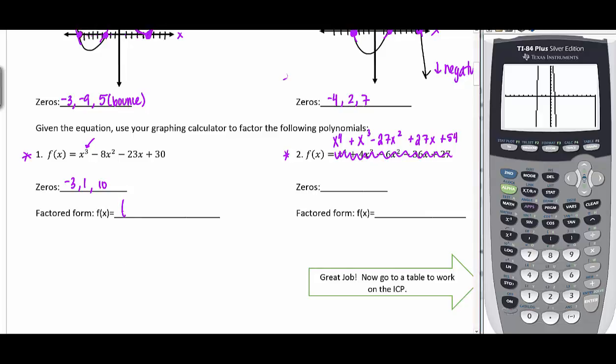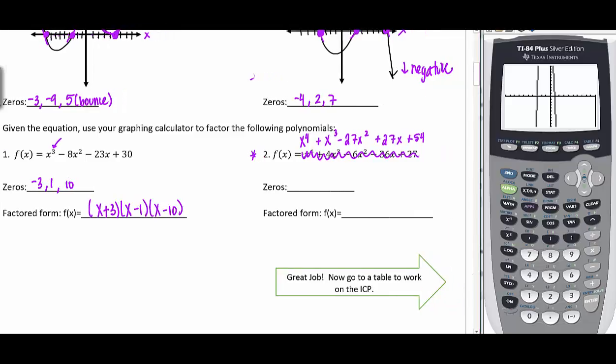I need to remember back from when we did vocabulary at the beginning that zeros and factors are opposite. So that is x plus 3, x minus 1, and x minus 10, because again they have to be opposite. And that's the answer. We've got 3 factors all being multiplied together, x plus 3, x minus 1, and x minus 10. And that's it. You're just using your calculator to help you factor.